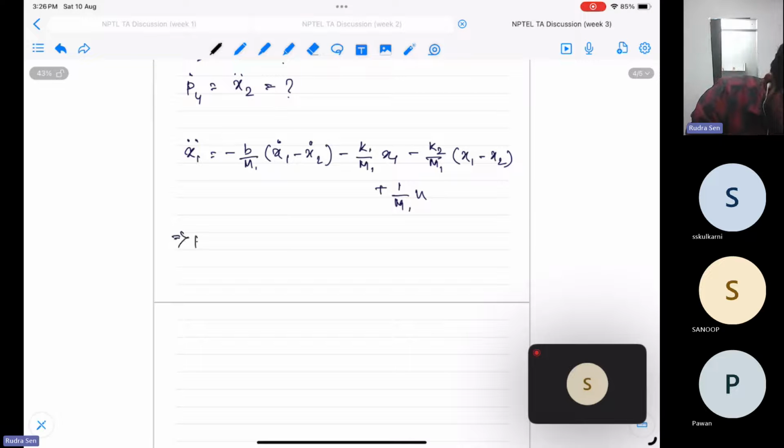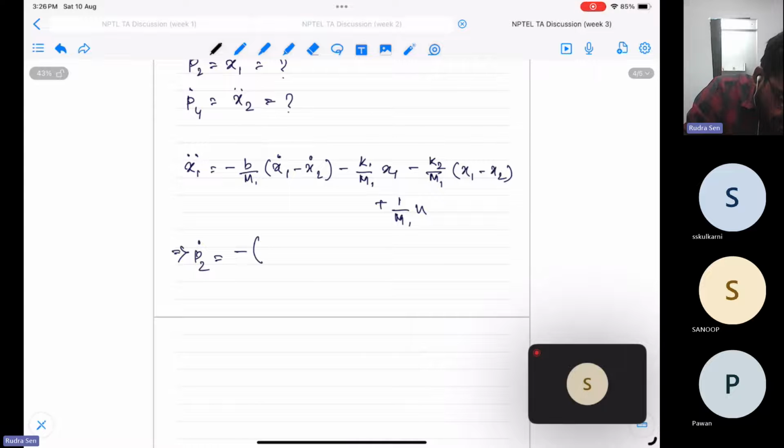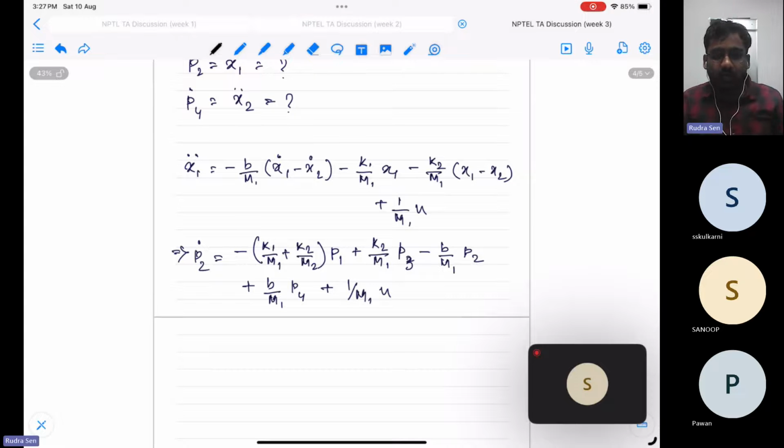So what should we do? We transfer into a state model form, that is p2 dot is equal to, taking the x1 part as common, minus (k1 by m1 plus k2 by m1) into p1, plus k2 by m1 p3, minus b by m1 x1 dot, which is p2, plus b by m1 x2 dot, which is p4, plus 1 by m1 into u. So up to this point, everything is clear to you, right?